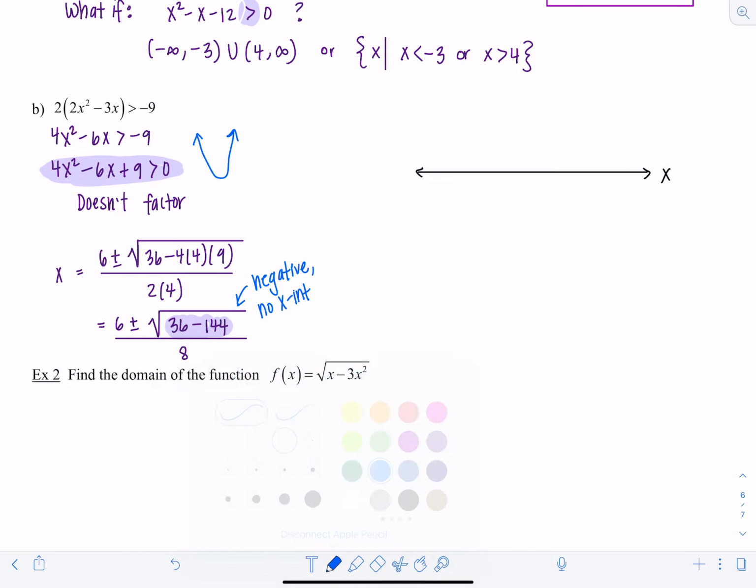Well, it would have to be floating above the x-axis. And I don't care where the vertex is. All I care is that I know which way it's opening. Since it doesn't cross the x-axis, it has to be living entirely above it. And now let's see what the inequality is asking us for. The inequality is saying, when is this parabola greater than 0? When is it sitting above the x-axis? Well, the entire parabola is sitting above the x-axis. So you would say for all real numbers, this quadratic function is greater than 0. So from negative infinity to infinity.